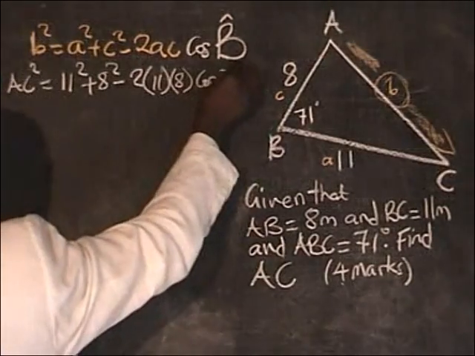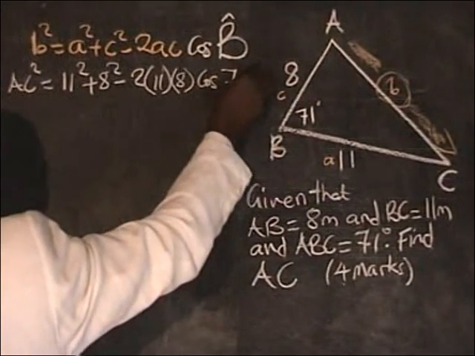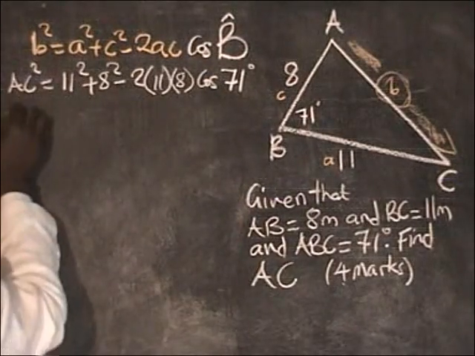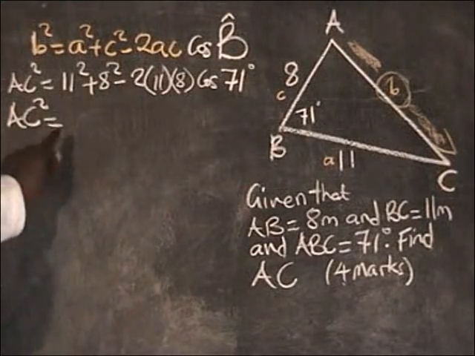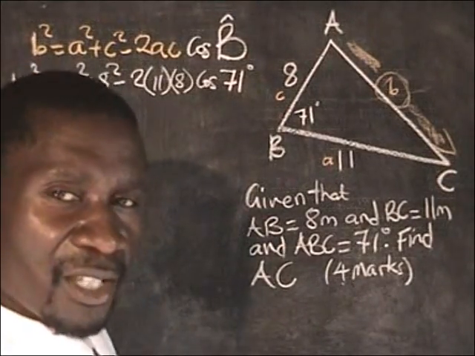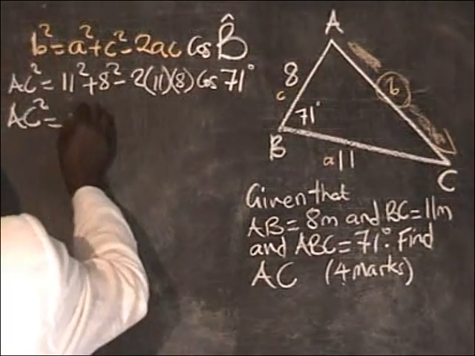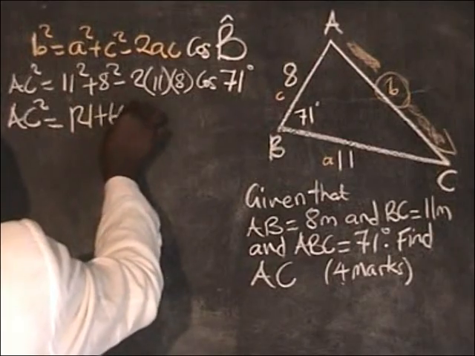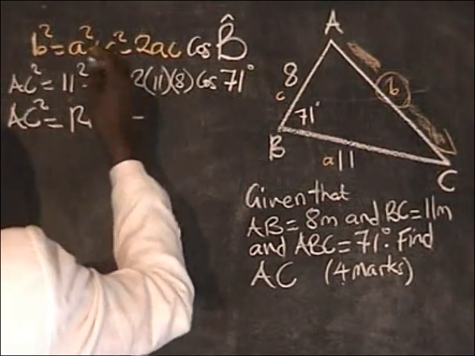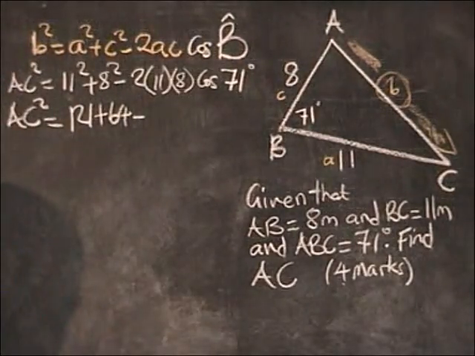The angle is 71, cosine of 71 degrees, like that. Then from there you come down: AC squared equals, as you can see there, 11 squared. It means 11 times 11, and you are going to get 121. This is 121 plus 8 squared, which is 64, minus 2 times 11 times 8.